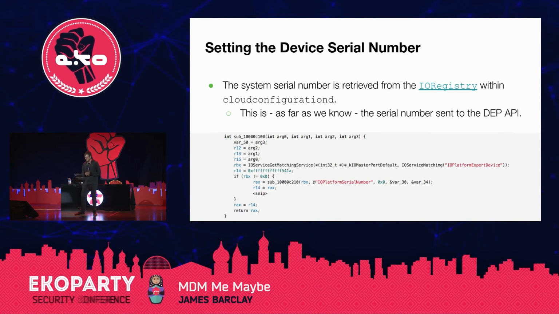So one of the first things we wanted to do once we have this debugging infrastructure set up is look into how we could just modify the serial number that's returned from the I/O registry. This is done in Cloud Configuration D, and as far as we know, that's the serial number that's sent to the DEP API. So we thought if we could modify that, then it would change what is sent in that payload.